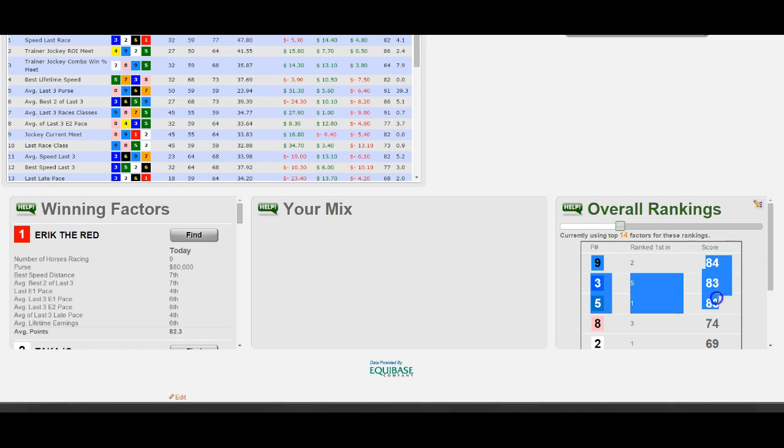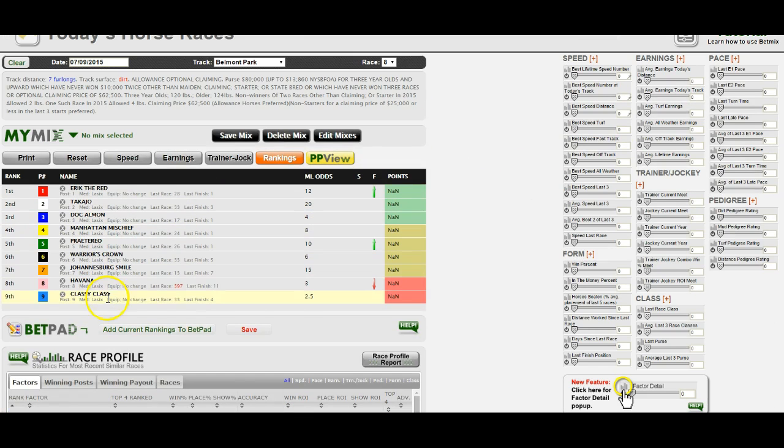How closely are these horses ranked? 84, 83, 83. That's not a huge disparity in rankings when looking at the top 14 factors. They're separated by 1 point. You go up here and you look at the 9, 3, and the 5. You have a 2 to 5 horse, a 4 to 1 horse, and a 10 to 1 horse.